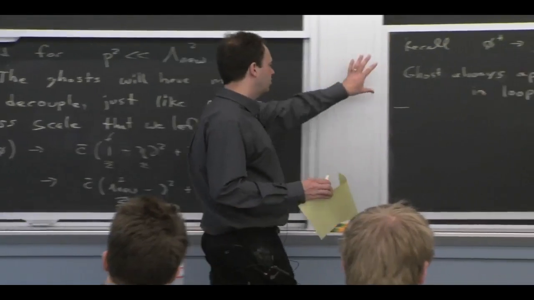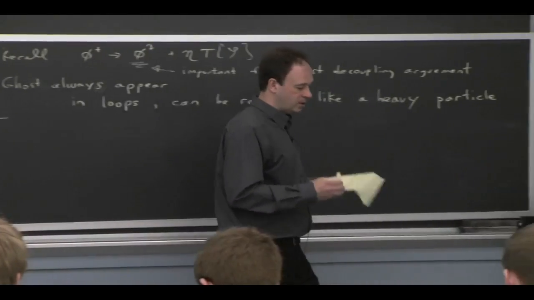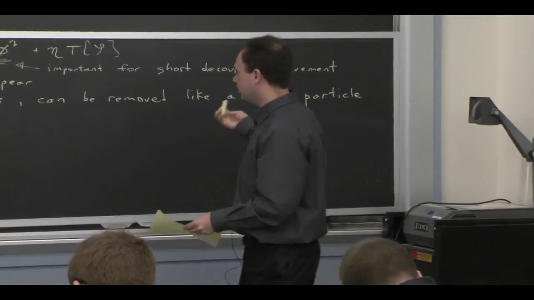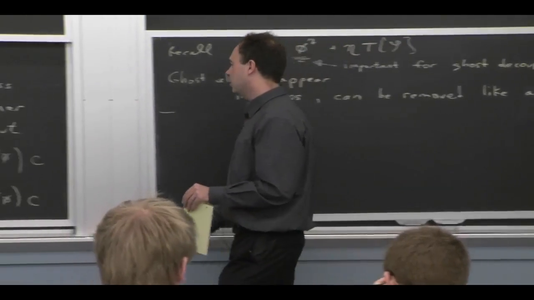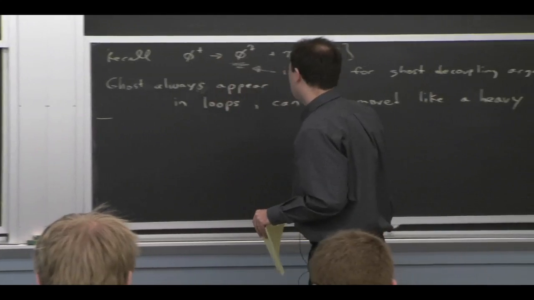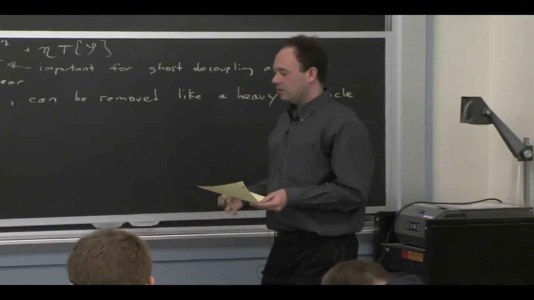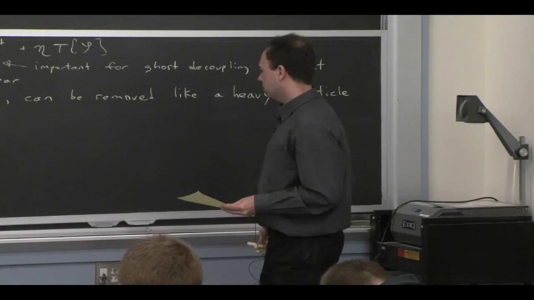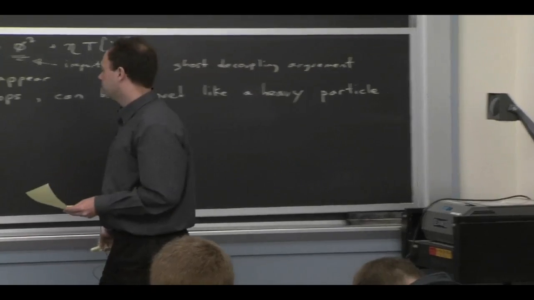OK, so the change to the Jacobian is effectively a massive ghost that we could integrate out of the theory. When we integrate it out of the theory, it would shift the values of the couplings in the Lagrangian, but it doesn't have any impact that can't be absorbed in other operators in the effective theory.